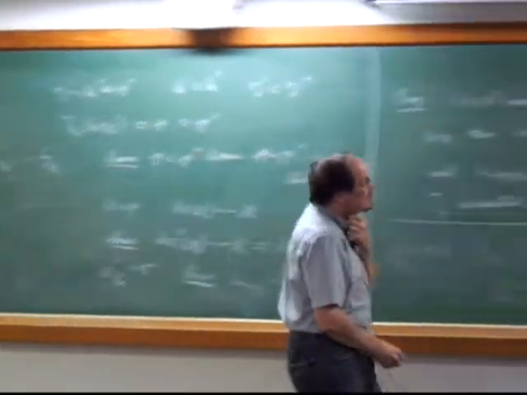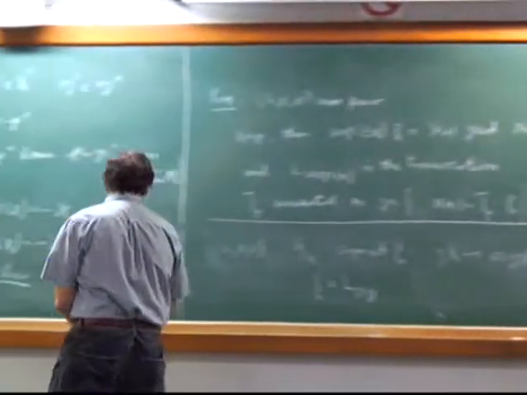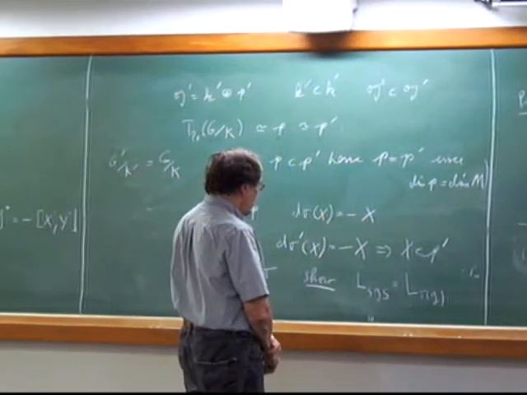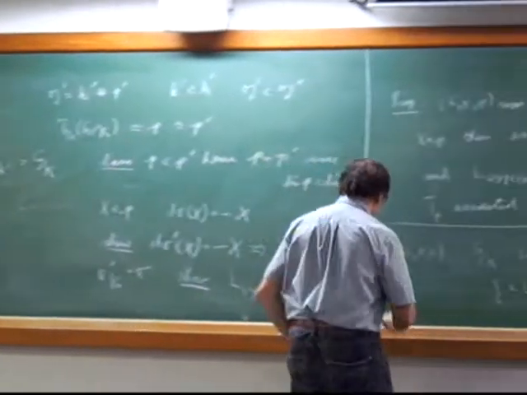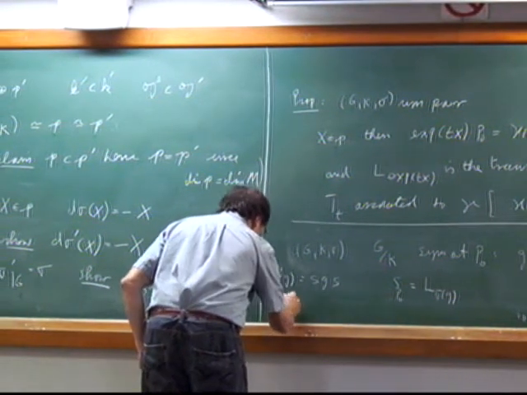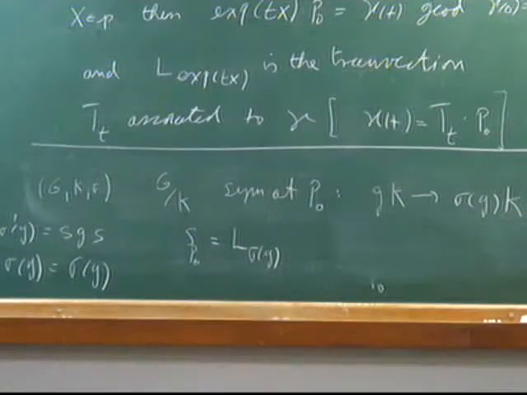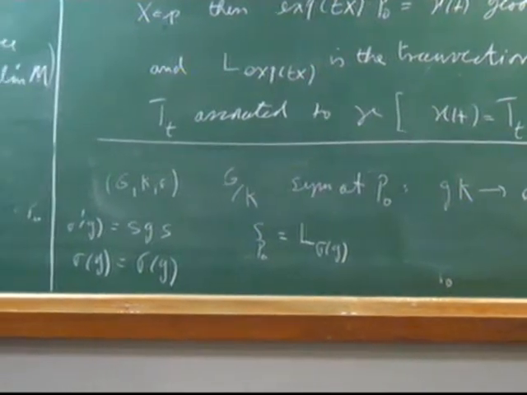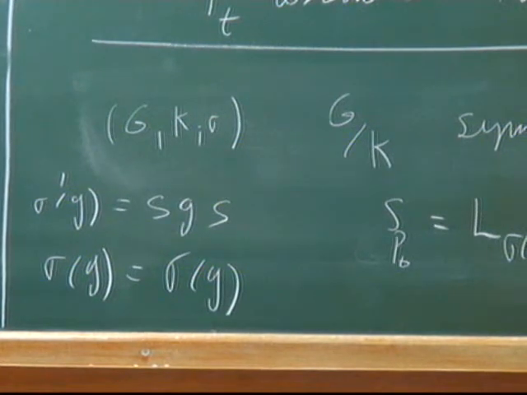Sigma prime was conjugation with S. Okay, so sigma prime of G is S G S, and of course, sigma of G is sigma of G. Right? I want to show that. What do I want to show?